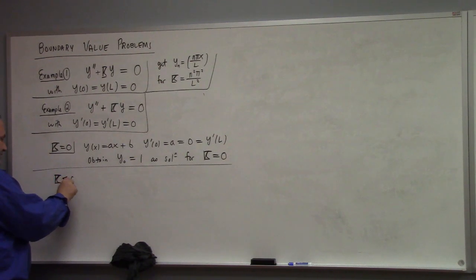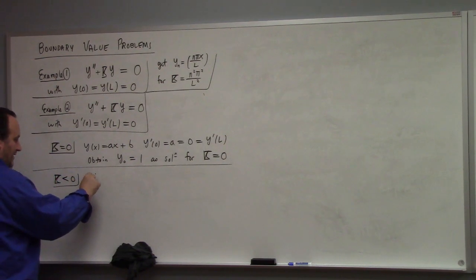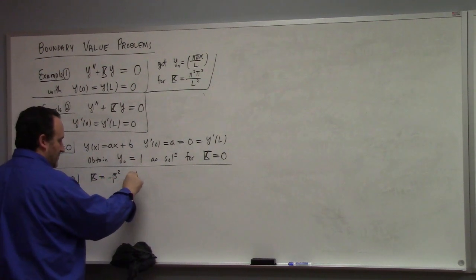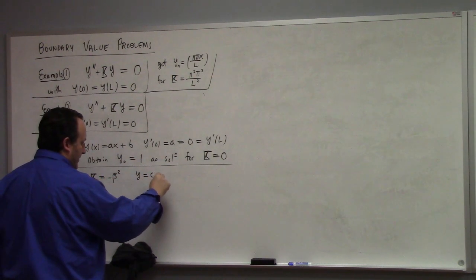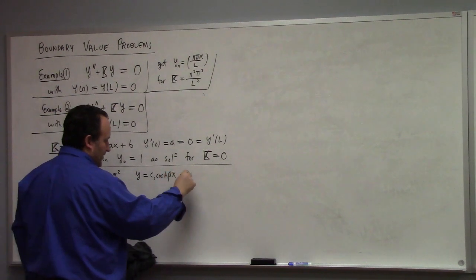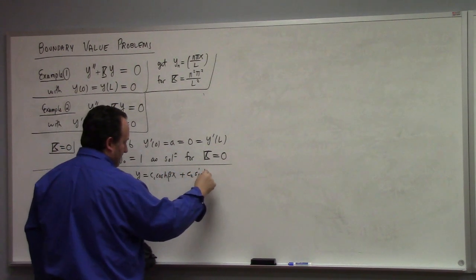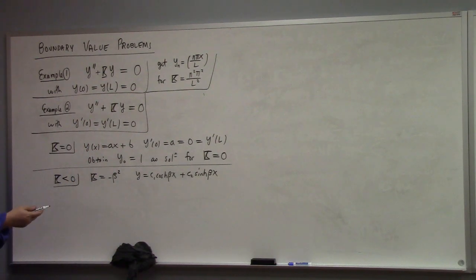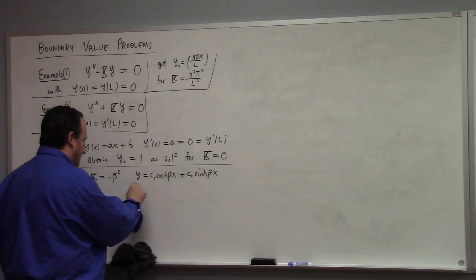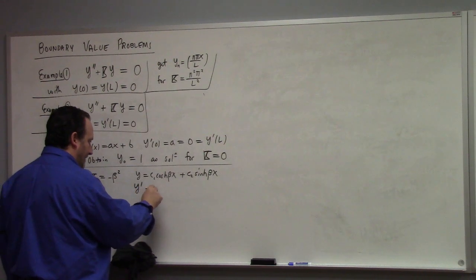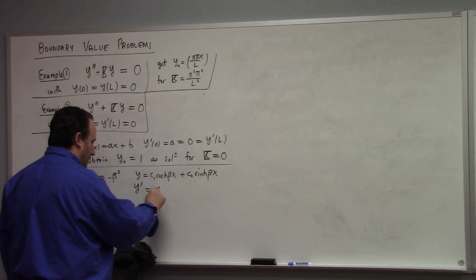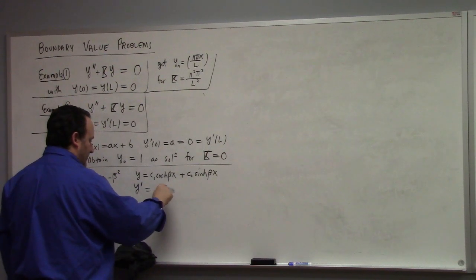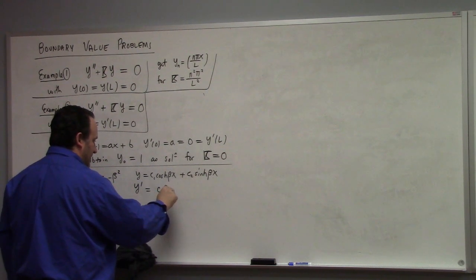Let's look at the k less than 0 case again, okay? So then k equals minus beta squared. Our solution is c1 cosh beta x plus c2 sinh beta x. Apply the boundary conditions. What's y prime? By the chain rule, c1 beta sinh beta x.